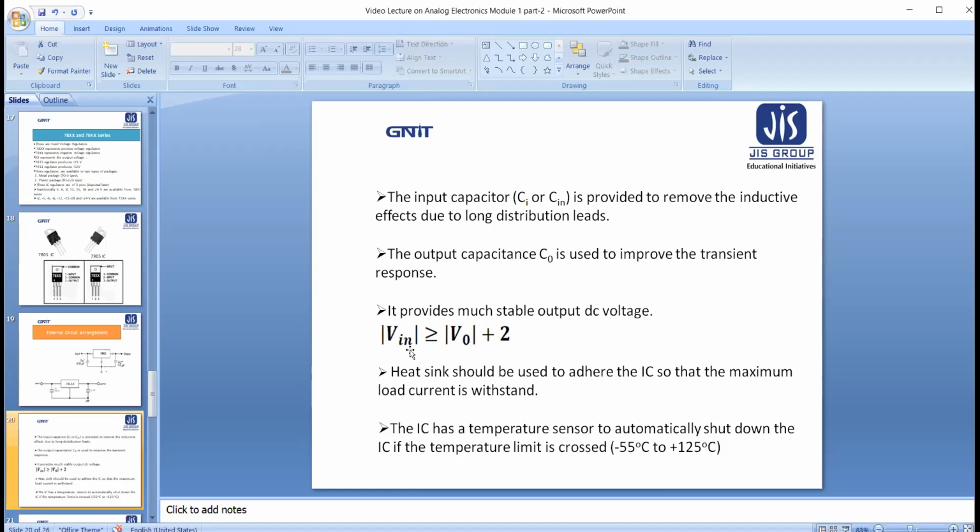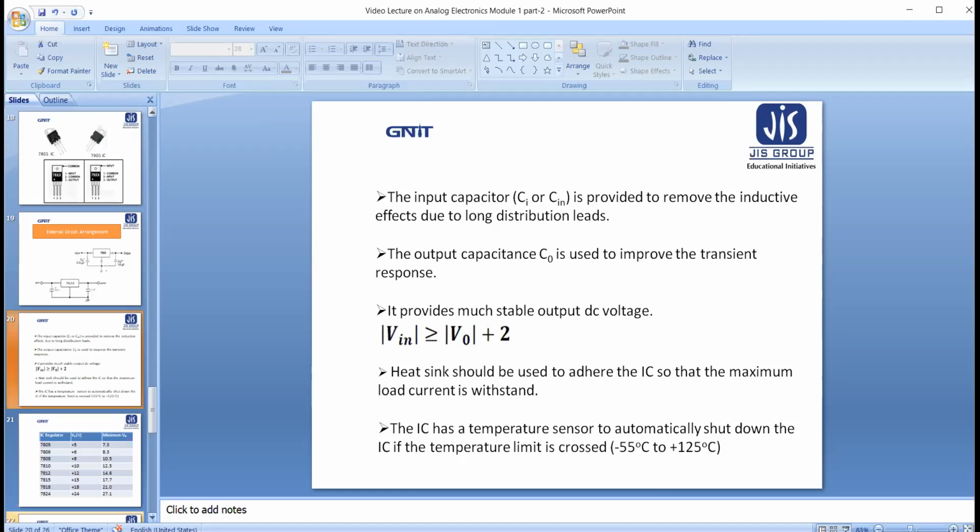Now, during the design, the IC regulator must be attached to the heat sink in order to control the maximum load current, and the IC has a temperature sensor to control the temperature. Its temperature limit is minus 55 to plus 125 degrees centigrade or plus 150 degrees centigrade. If the temperature is raised due to the ambience, automatically the temperature sensor will thermally shut down the total IC. So it is a very fantastic IC. Most of the commercial regulators utilize this type of IC.